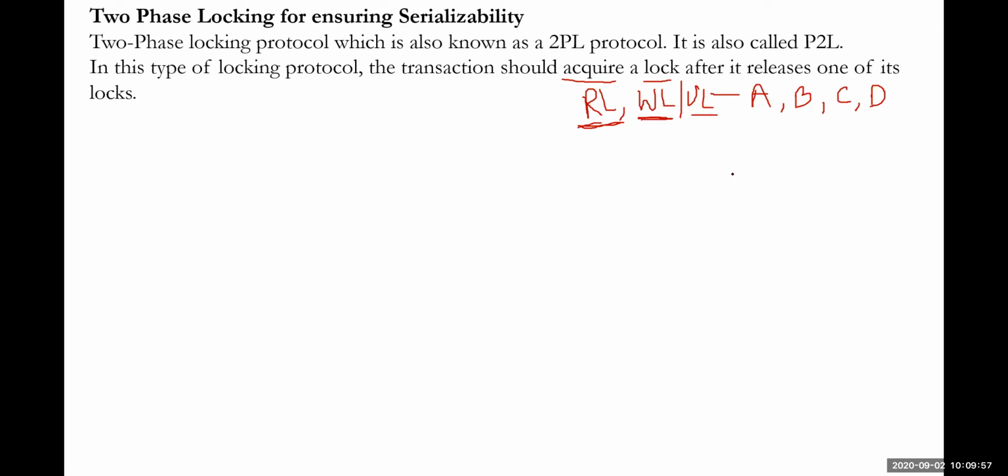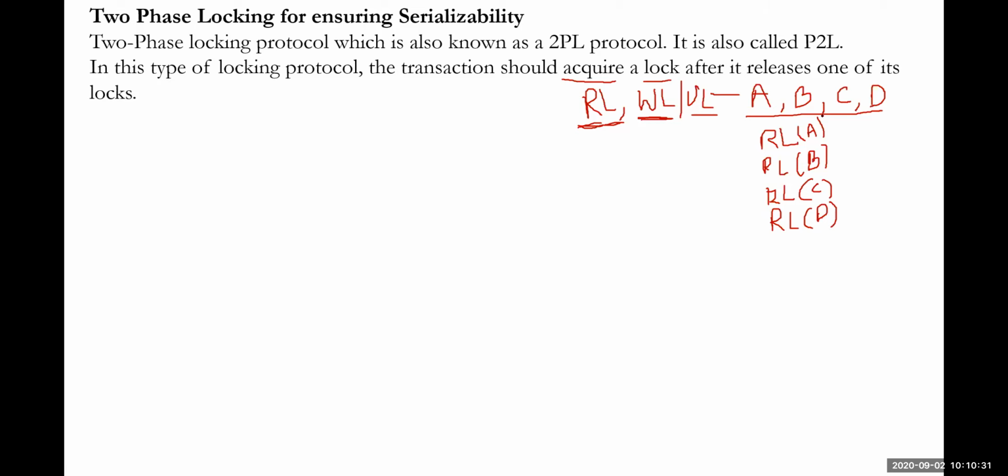Hope that you understand. Four items are there here. Read lock of A, RL of A, has been taken. Then RL of B has been taken, RL of C has been taken, and read lock of D has been taken. All read locks have been applied by you at once. Previously, you had the freedom to operate read locks in any order.